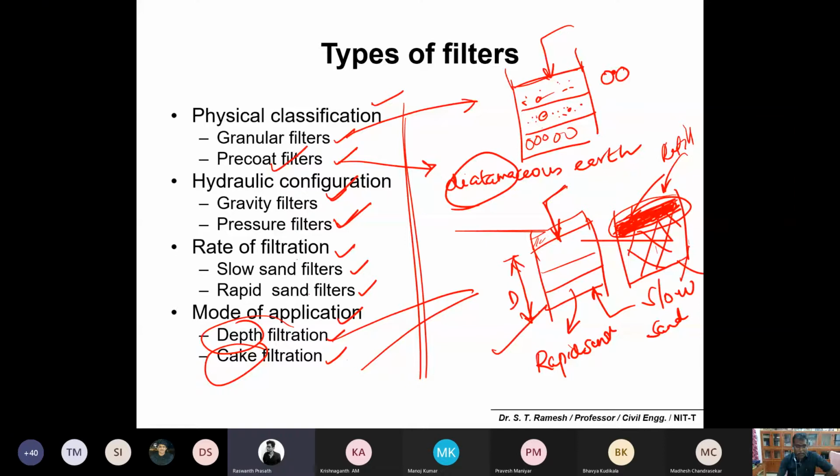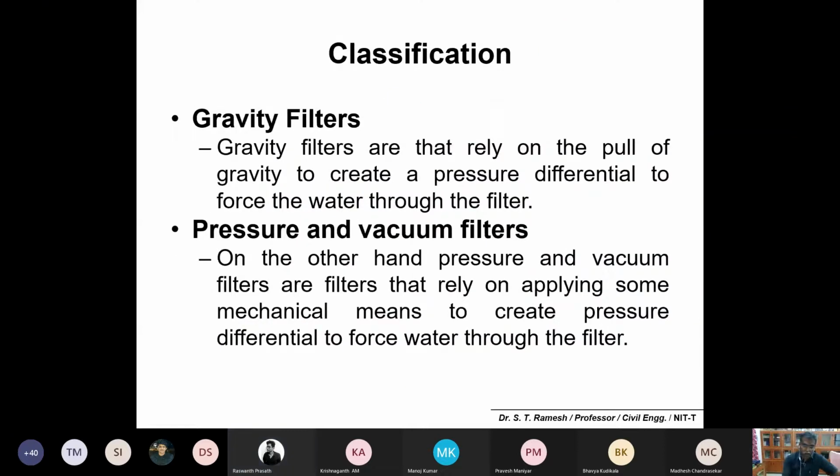Yeah, it is being explained in following slides. So gravity filters rely on gravity to create a pressure differential to force the water through the filter. So please make a note on gravity, and the second one is about pressure or vacuum filters. Pressure or vacuum filters rely on applying some mechanical means to create a pressure differential to force the water through the filter.